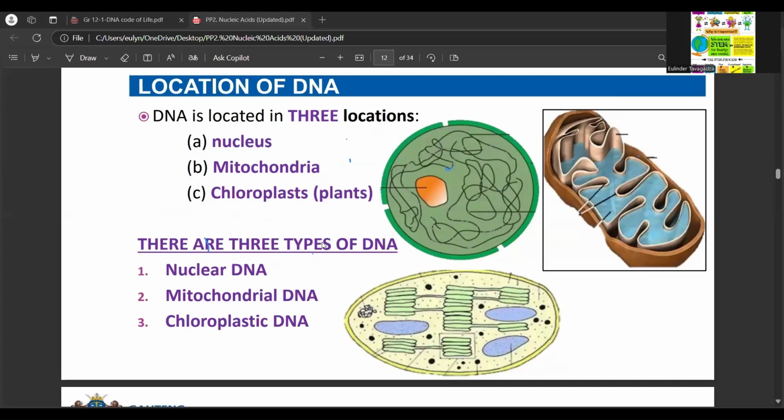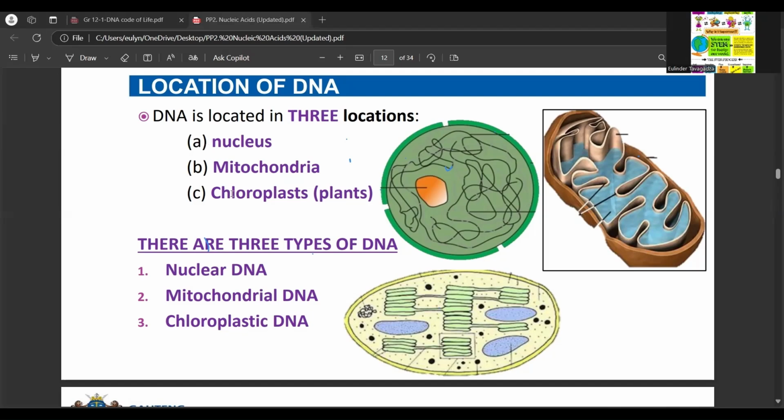Okay, now let's move on to the location. The location of DNA. Right, DNA is located in 3 locations. Usually the first one is the nucleus. Then mitochondria and chloroplast. So these are extranuclear DNA, and then we have the nucleus.